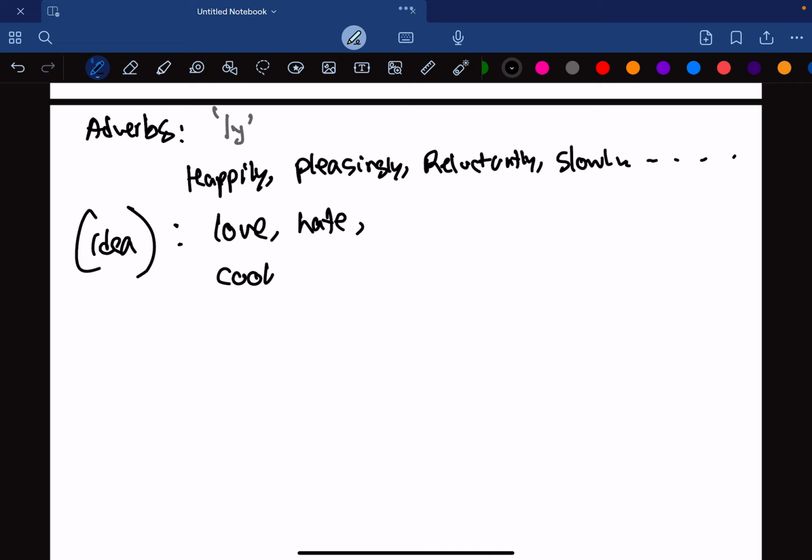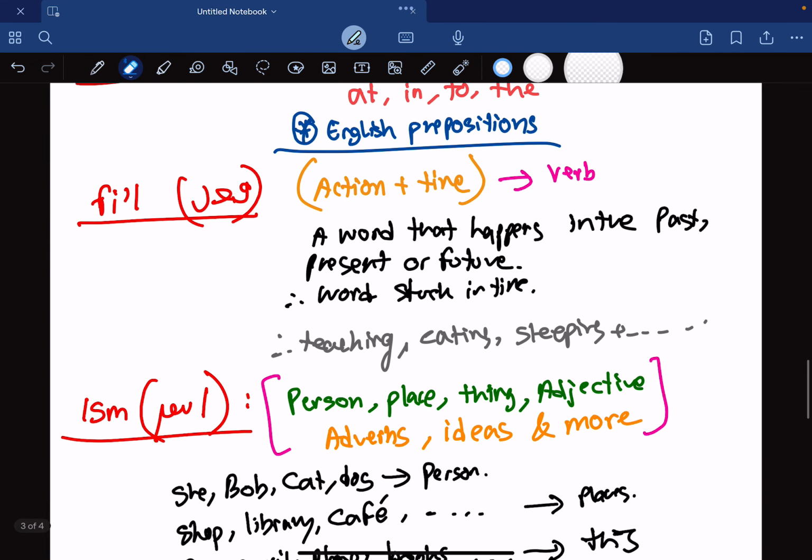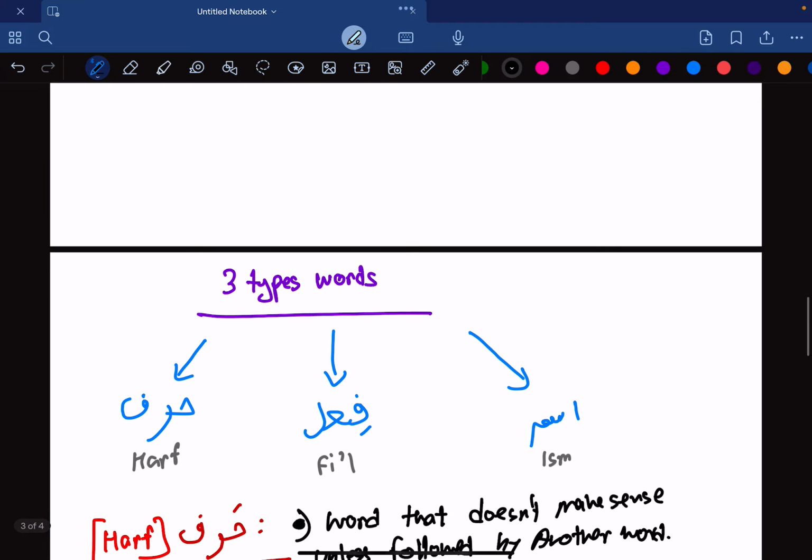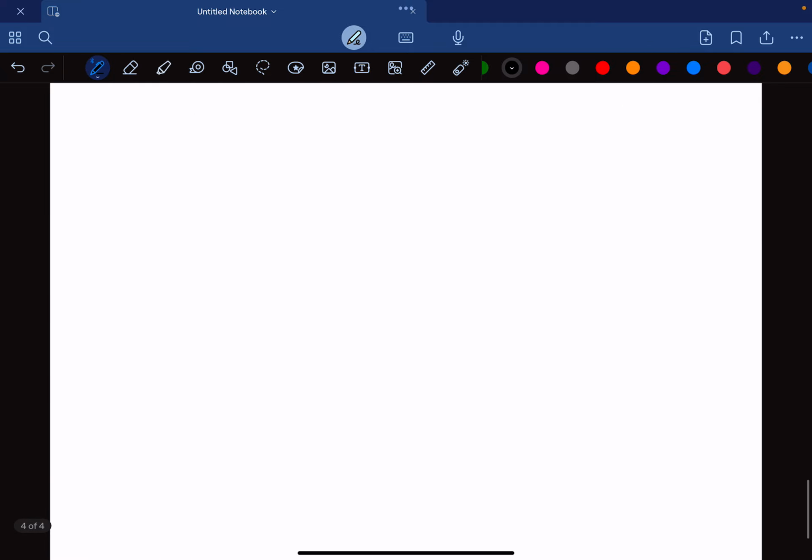Hate, love. What else? It could be many things. Words like cooking, teaching. They could be ideas as well. I have an idea of cooking, teaching. What are they? First of all, cooking and teaching, they are fi'l. Kind of like a verb, right? But you can see the idea of cooking, the idea of teaching. So these fall in the idea section. So love, hate, cooking, teaching, blah blah blah. Ideas. Okay, boom, done. Those are the 3 types of words.